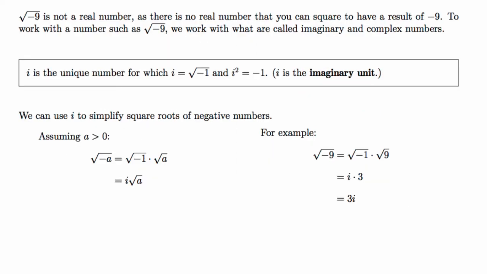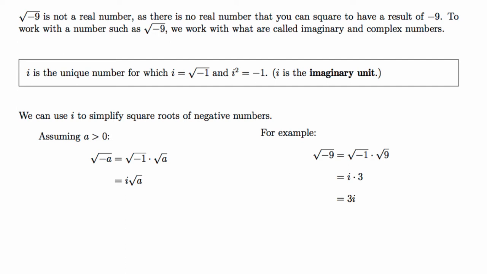Returning to what we had previously been working on, we came up with the square root of negative 9, and we recognize that it is not a real number, meaning there is no real number that we can square and have the result be negative 9. The square root of negative 9 is what we call an imaginary number, and these imaginary numbers are also part of a larger system called complex numbers.